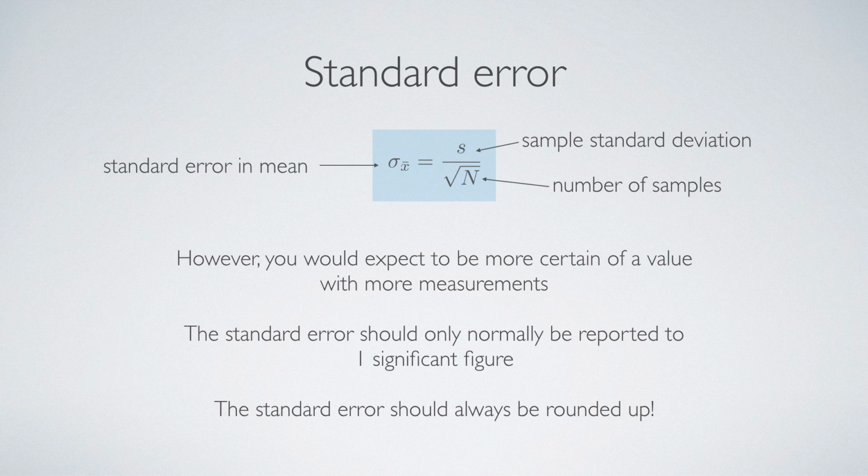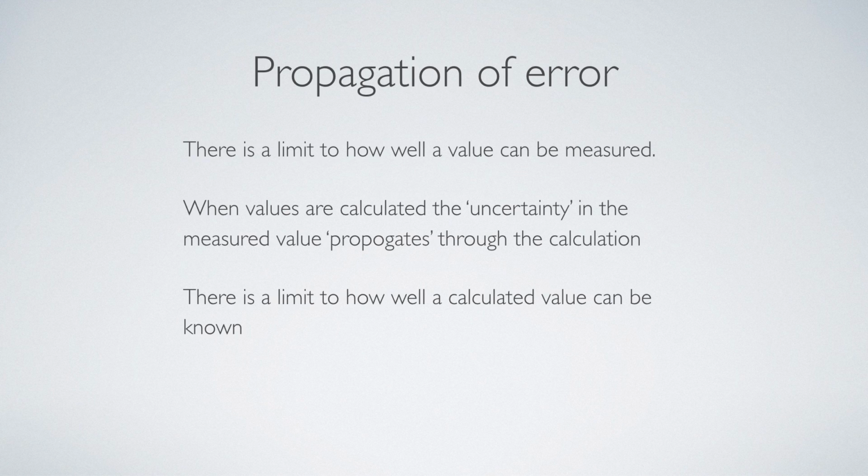And I've also said that you'd expect the more measurements you make of something, the more confident you are in this value. This is where the standard deviation relates to the standard error of the mean. Now, there's always going to be a limit on how well we can measure something, and consequently, there always has to be a limit on how well we can calculate something. And it's getting between the two that is the focus of this video.